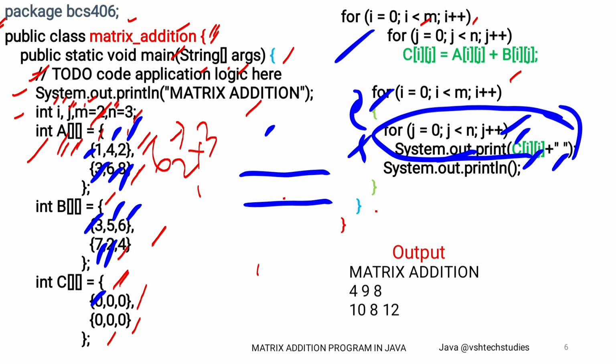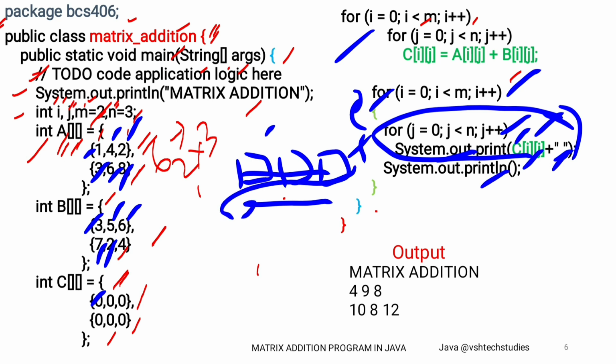This gives all the rows. So for each row, all the column elements will be printed on the screen. When every element is printed, a space is left. After printing one row, that line is left. Then again 3 elements are printed.